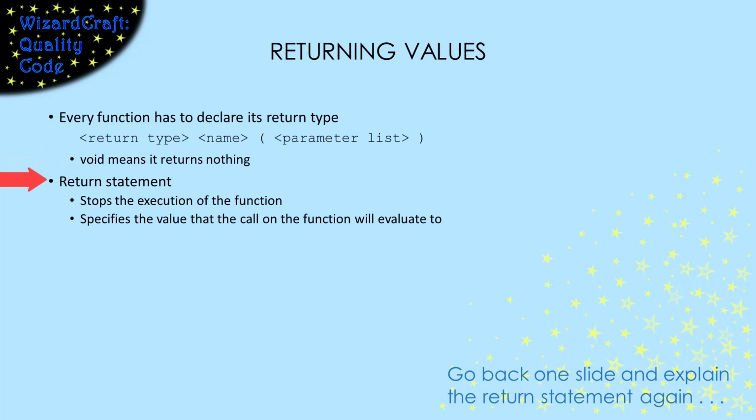The return statement is the code for how we specify the value that should be given back to the caller of the function. The return statement does two things. It stops the execution of the function, so the machine will jump back to where the function was called, and the top stack frame will be deleted just like before. The return statement also specifies the value that the call on the function should evaluate to. To clarify that last part, let's look at our code one more time.